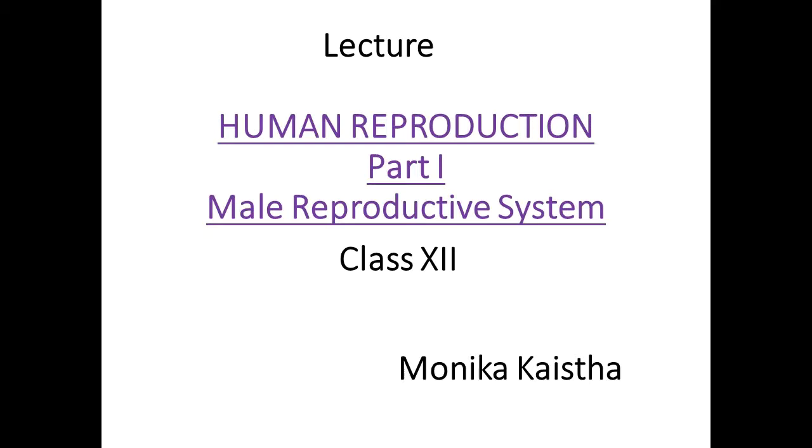Today this lecture is for human reproduction. Humans are sexually reproducing and are viviparous. Sexual reproduction we have done already in the first and second chapter. Sexual reproduction means two parents are required and gamete formation is there. Viviparous, you know the term, means giving birth to young ones.